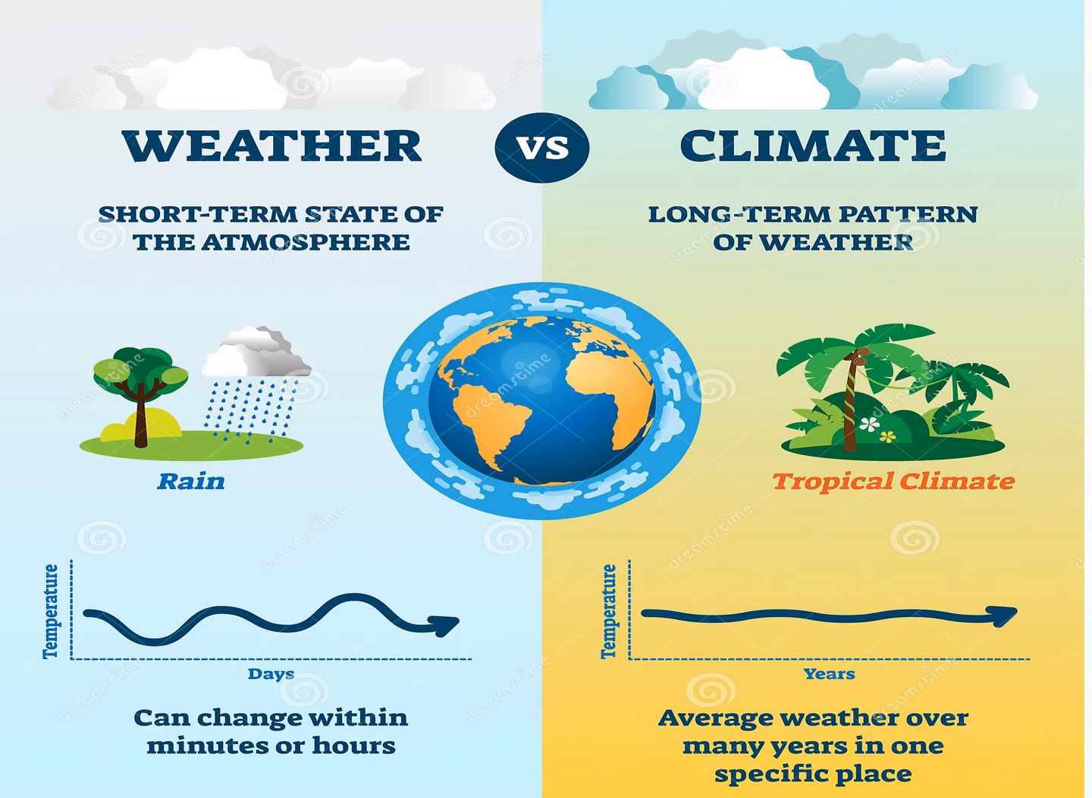So weather versus climate. Weather is the short-term state of the atmosphere. Climate is the long-term pattern of weather. We talked a while ago that the types of weather can be rainy, stormy, snowy, and sunny. While climate is, we can say, tropical climate. So the temperature in weather can change within minutes or hours. Whereas in climate, the temperature can change within years, or average weather over many years in one specific place.